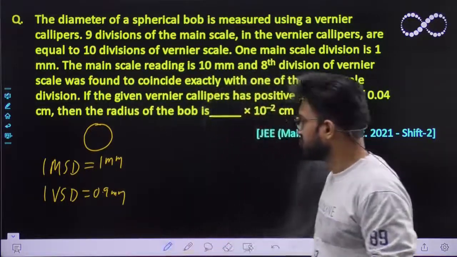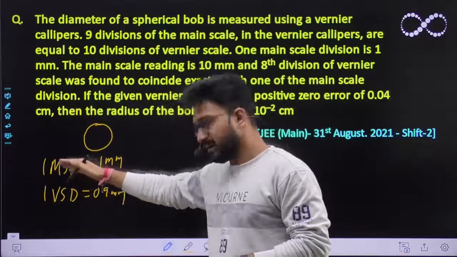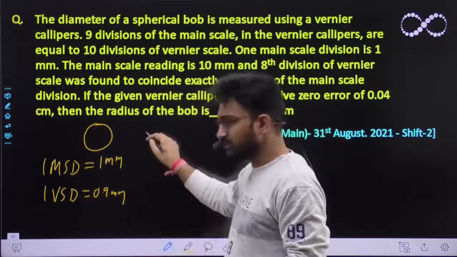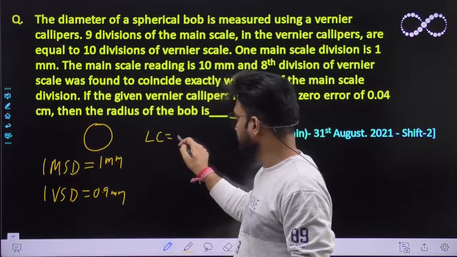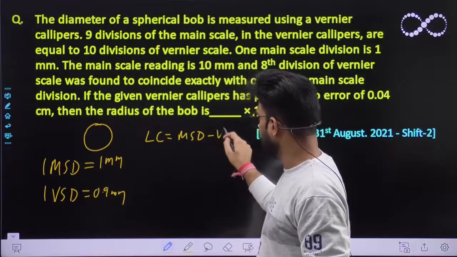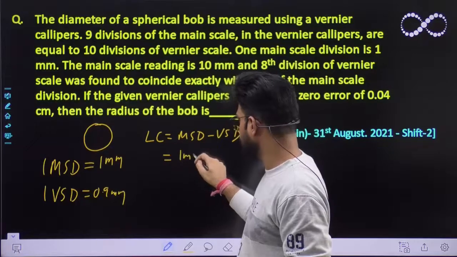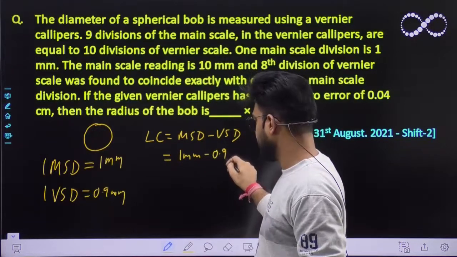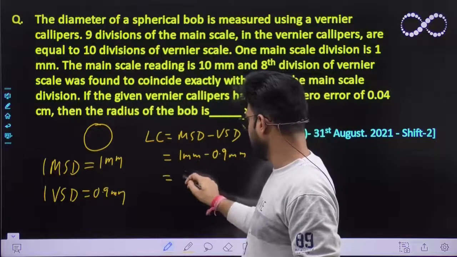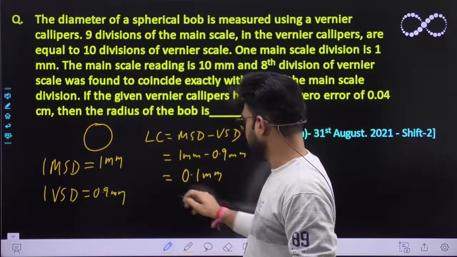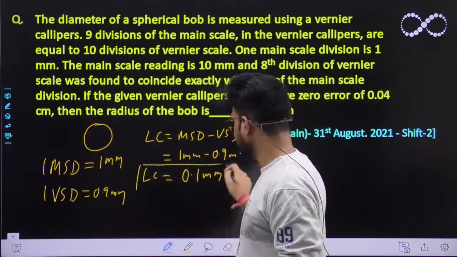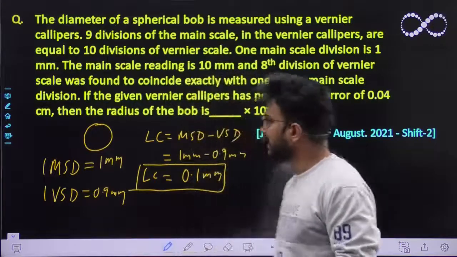Now if you know the MSD and VSD, you can easily find out the value of least count. So least count is nothing but MSD minus VSD, the least count of the vernier caliper. So it would be equivalent to MSD, which is 1 mm, minus 0.9 mm. So it comes out to be 0.1 mm. So the least count of this vernier caliper is 0.1 mm.